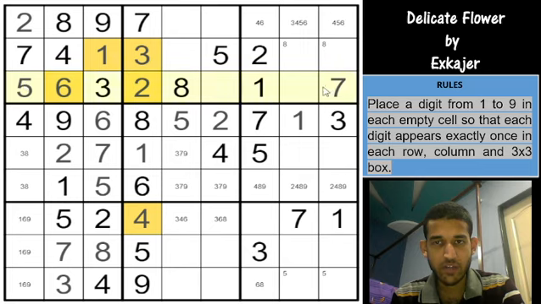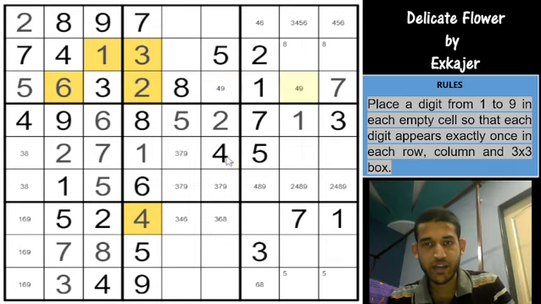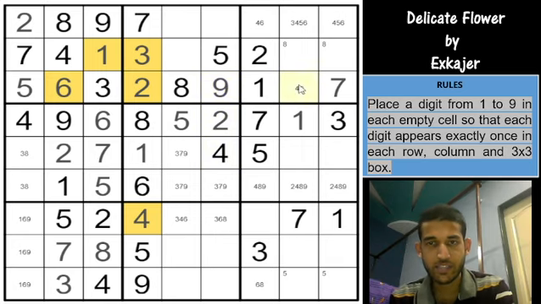So let's look at row 3. You have 1, 2, 7, 8 and 3, 5, 6. So which means these two cells must be a 4 and a 9, and 4 can't go here. So that's a 9, that's a 4.